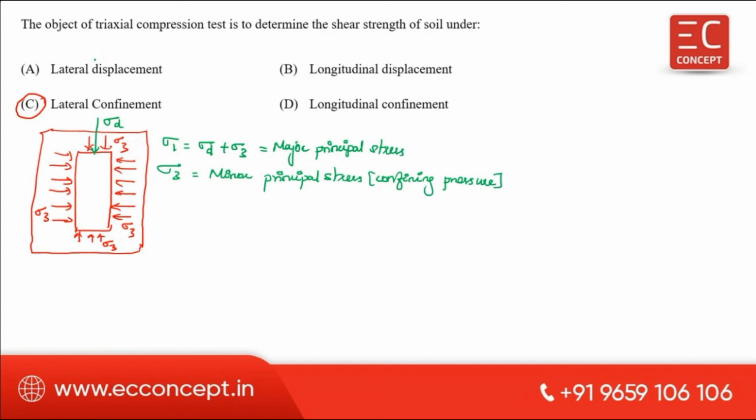Understood? So the objective of the triaxial compression test is to determine the shear strength of soil under lateral confinement. Here lateral confinement means the lateral pressure due to water, that is sigma 3. Sigma 3 means the minor principal stress, and this minor principal stress is the lateral confining pressure. So the answer for this question is C.